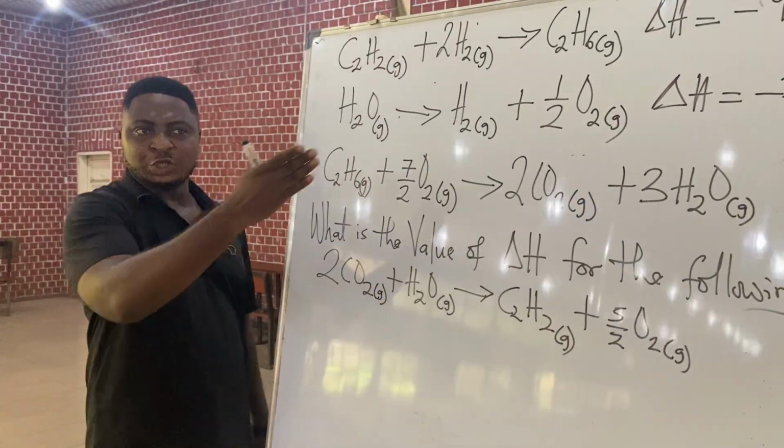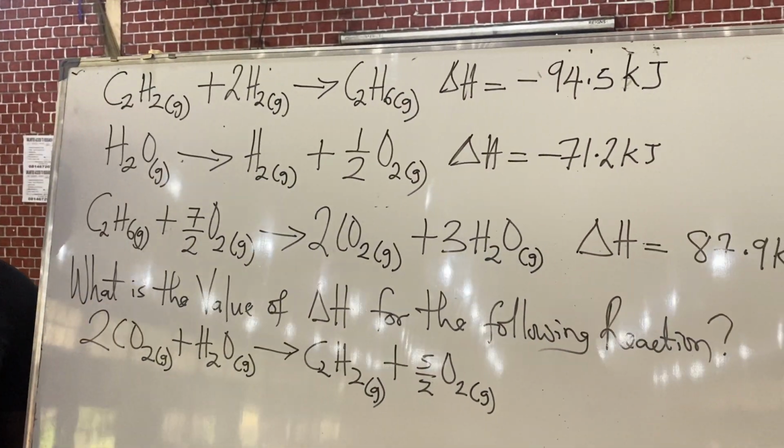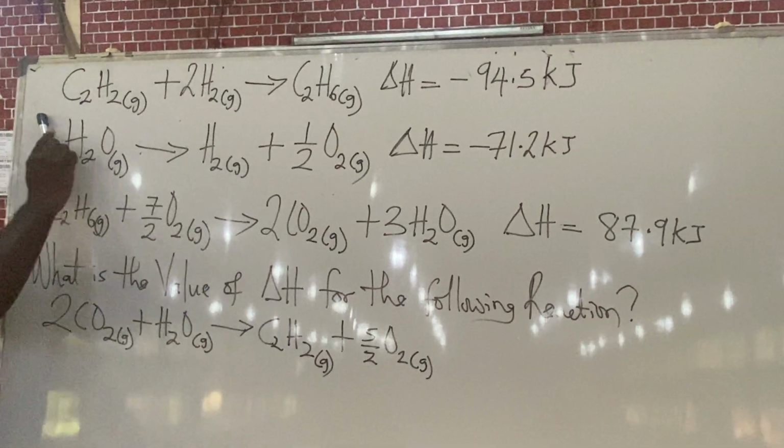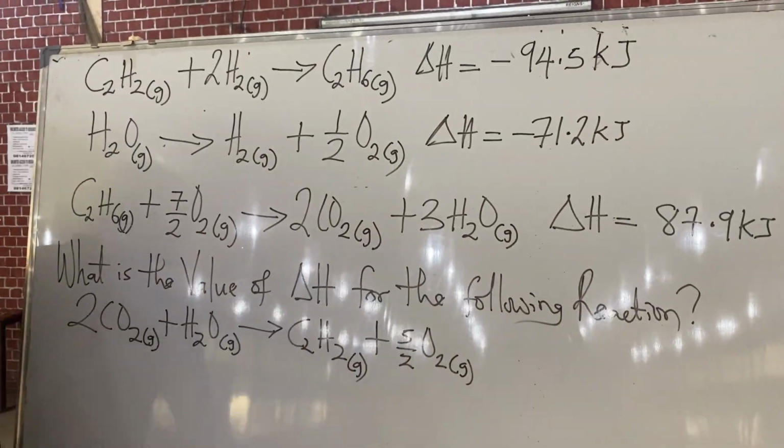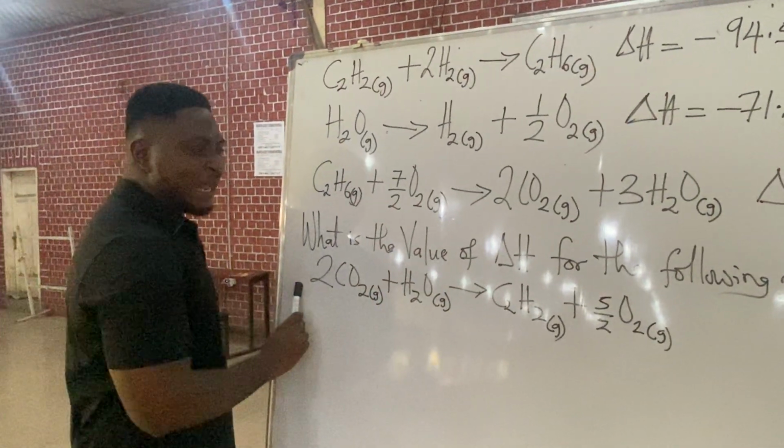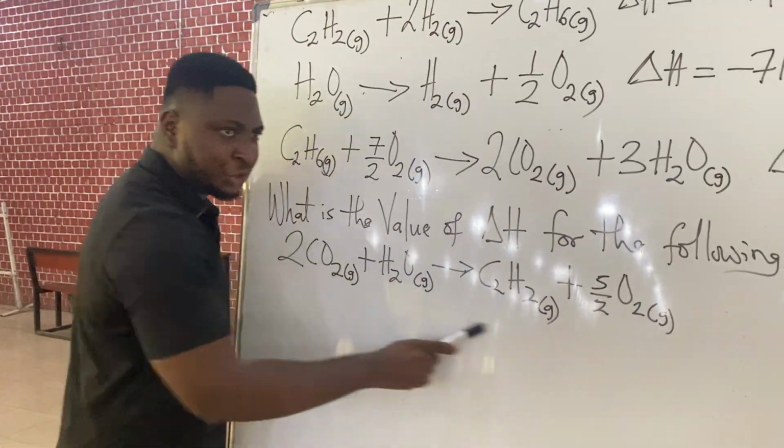Still on this question, please show them the question. This question is on Hess's law. We are given these three equations and the enthalpy changes, as you can see, and then asked to find the enthalpy change of this particular equation.